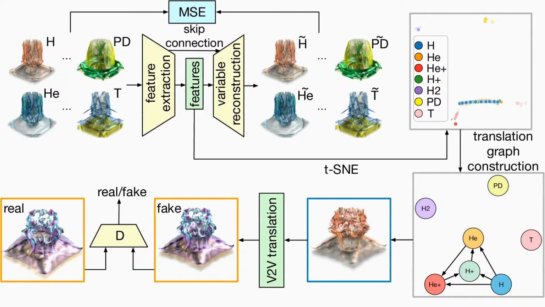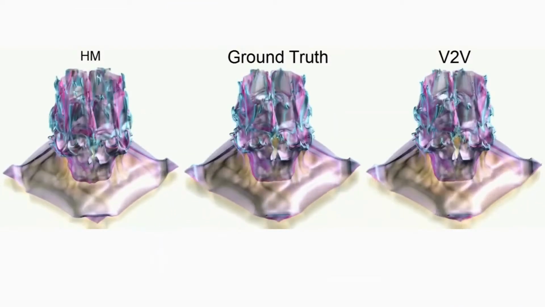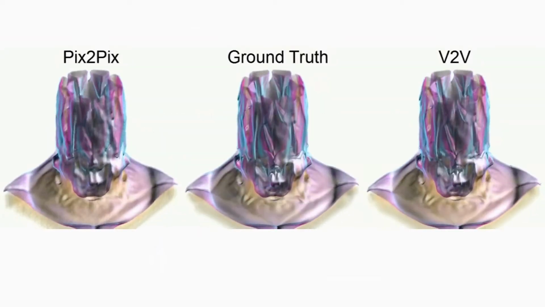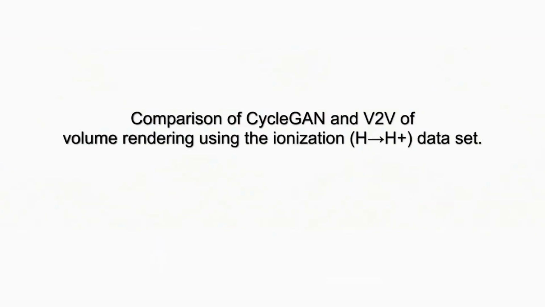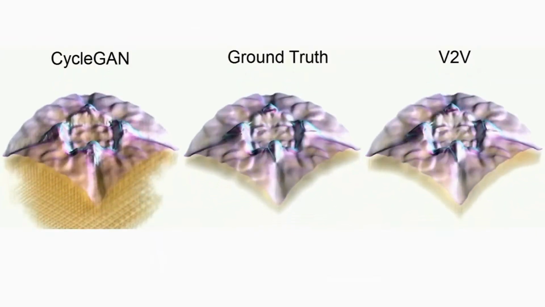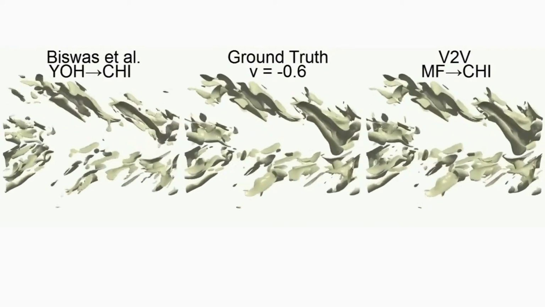We propose V2V, a comprehensive pipeline for variable selection and translation for multivariate time-varying data. Our approach contains feature learning, translation graph construction, and variable selection. To demonstrate the effectiveness of our approach, we compare histogram matching, pixel to pixel, and cyclogram to evaluate variable translation. In addition, we also compare an information-aware framework to evaluate variable selection.